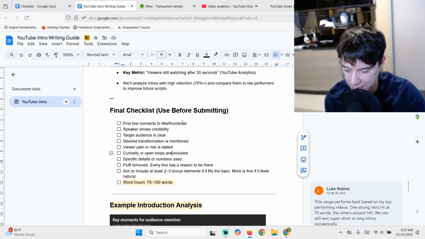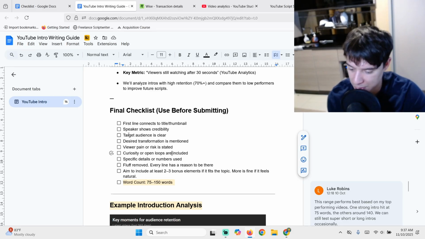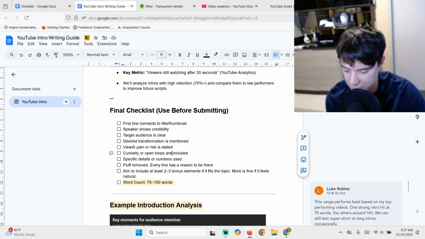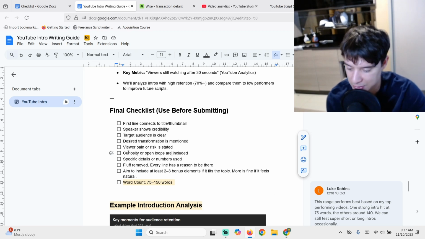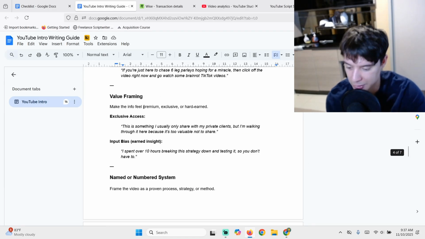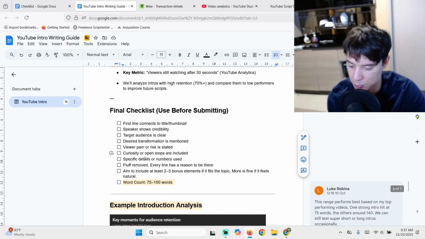So first, line one connects to title and thumbnail, speaker shows credibility, target audience is clear, desired transformation is mentioned, viewer pain or risk is stated, curiosity or open loops are included, specific details or numbers are used, fluff removed, every line has a reason to be there. So you make sure that each line does one of these elements. If not, then remove it. It's not needed. And then aim to have at least 2 to 3 of these bonus elements included if it fits the topic. More is fine if it feels natural.